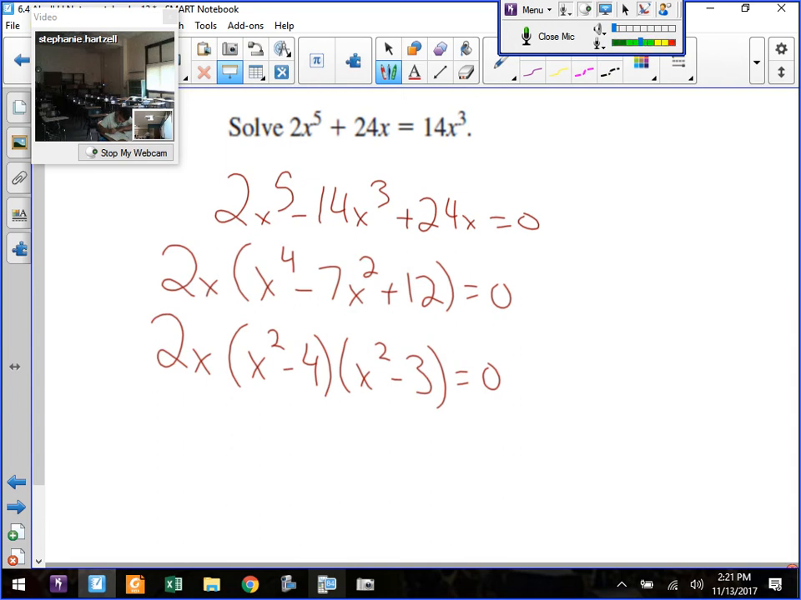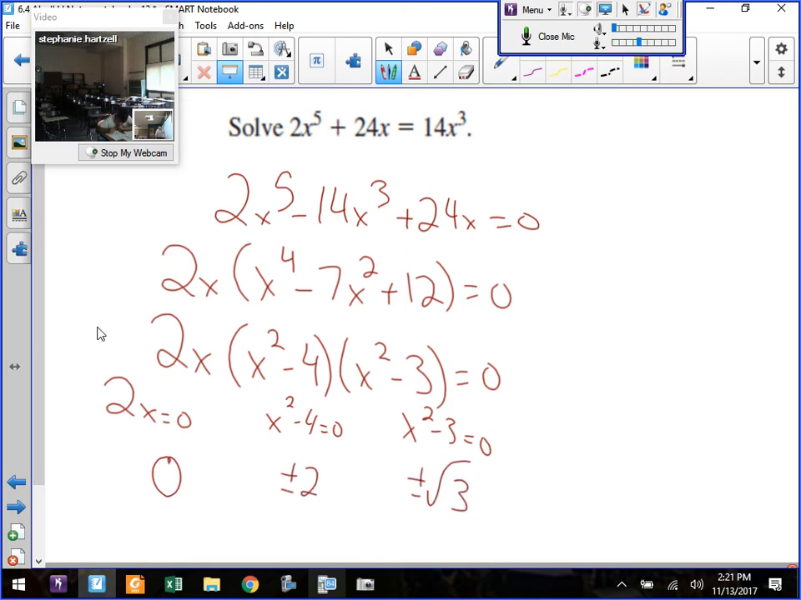So if I get to a point where I know I can find my 0 by just saying, oh, that's just going to be plus or minus 2, I can do that, right? Because I've got 3 parts that I can set equal to 0. 2x is 0. X squared minus 4 is 0. X squared minus 3 is 0. Which gives you zeros at 0, plus or minus 2, and plus or minus root 3.